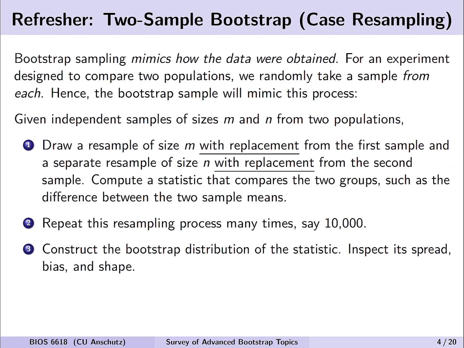Remember, when we covered the two-sample bootstrap, we're really thinking of this idea of nonparametric case-resampling. Assuming here we have two populations, we're randomly going to take a sample from each in the real world, so a bootstrap will mimic that process. Essentially, if we have two samples of size m and n from two populations, we're going to follow this algorithm we see on the slide here, where we'll start by redrawing with replacement within each group the same size m and n respectively, and then compute whatever statistic we're interested in to compare the two groups. We'll do this over and over, let's say 10,000 times, and then we'll construct the bootstrap distribution of our statistic, and we can inspect things like its spread, bias, and shape.